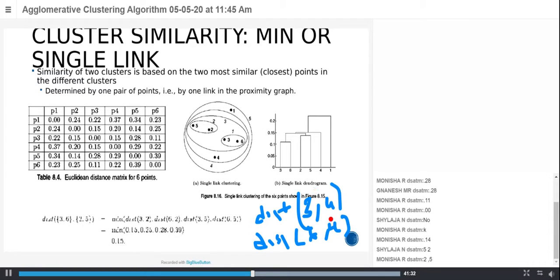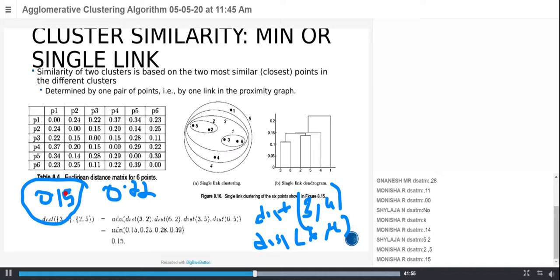So what is the distance of 3 to 4? It is 0.15, is it right? Okay, what is the distance between P6 and P4? That is 0.22. Okay, and which one is minimum? 0.15 is the minimum. So the minimum distance between 3, 6 and 0.4 is 0.15.